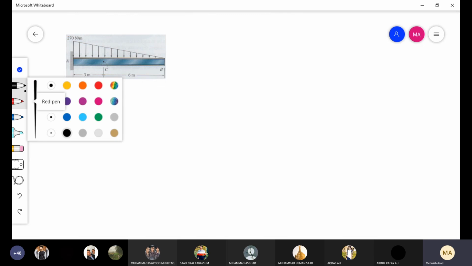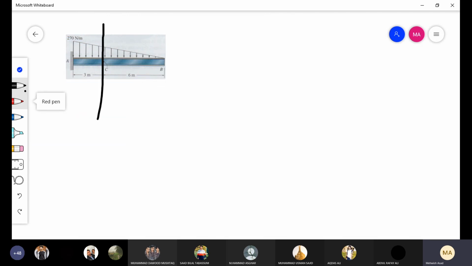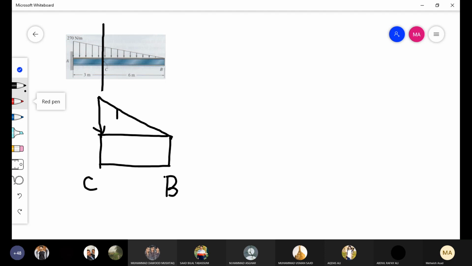स्टार्टिंग विद द सेक्शन लाइन, हमने एक C पॉइंट से सेक्शन लाइन को पास किया. नाउ आई एम आइसोलेटिंग मेंबर CB. दिस इज माय सेगमेंट BC.